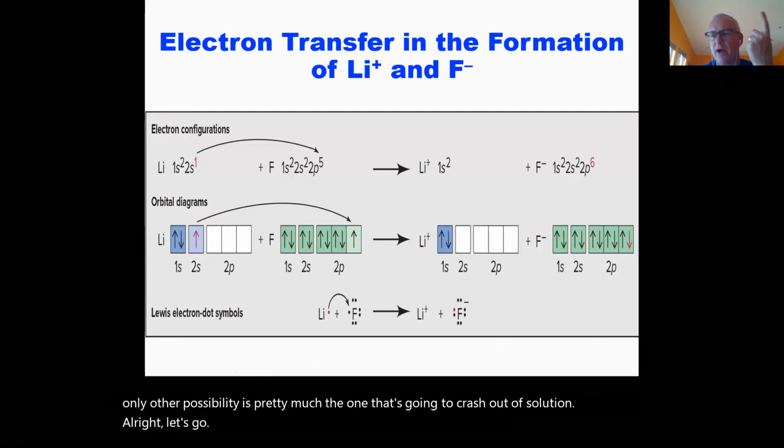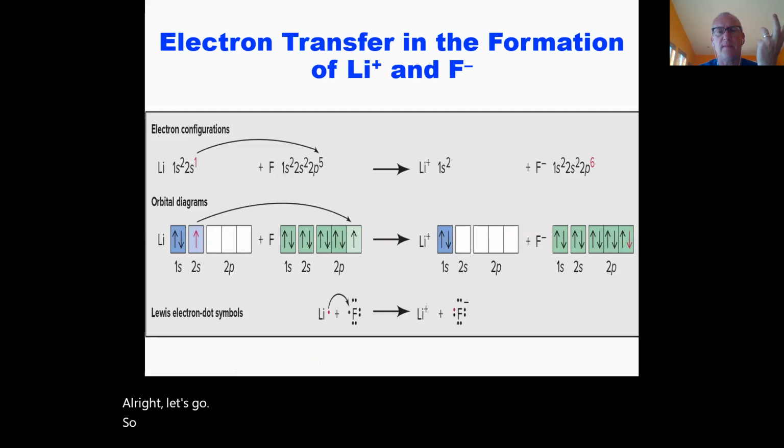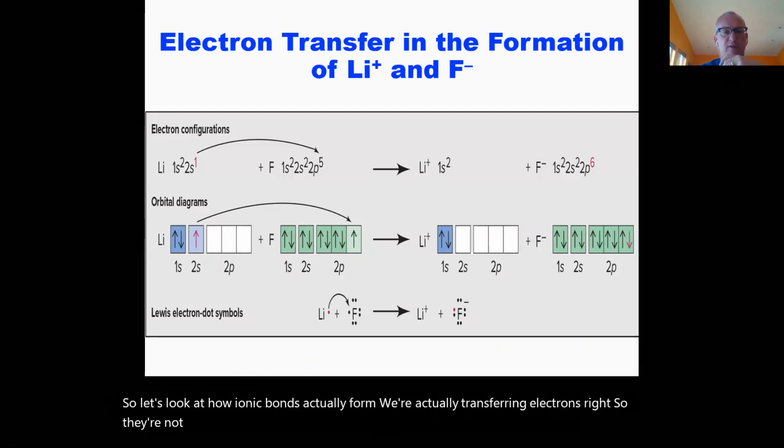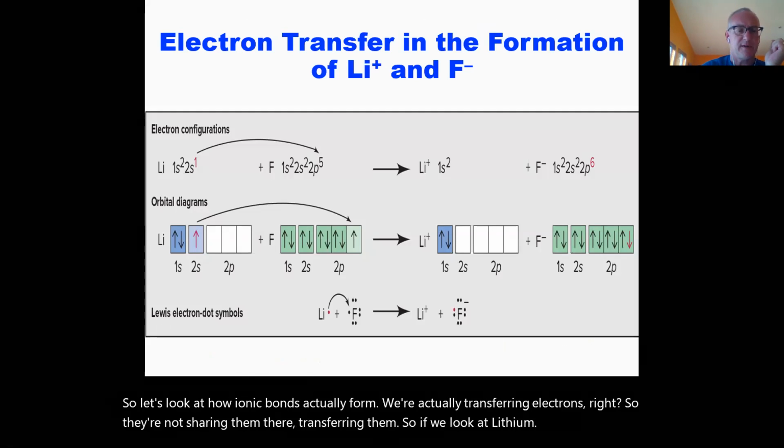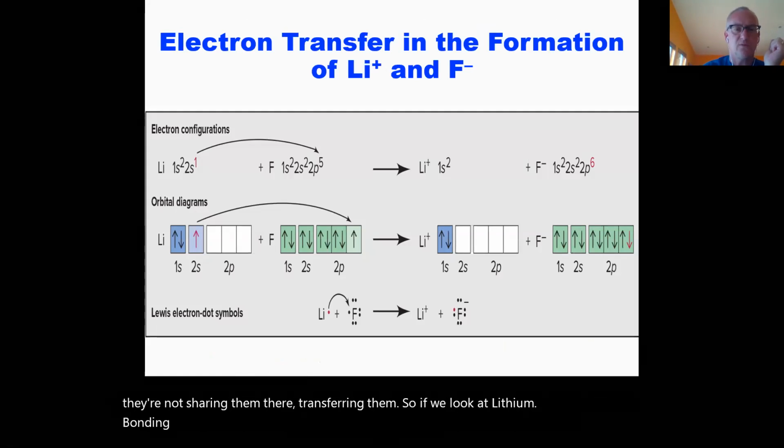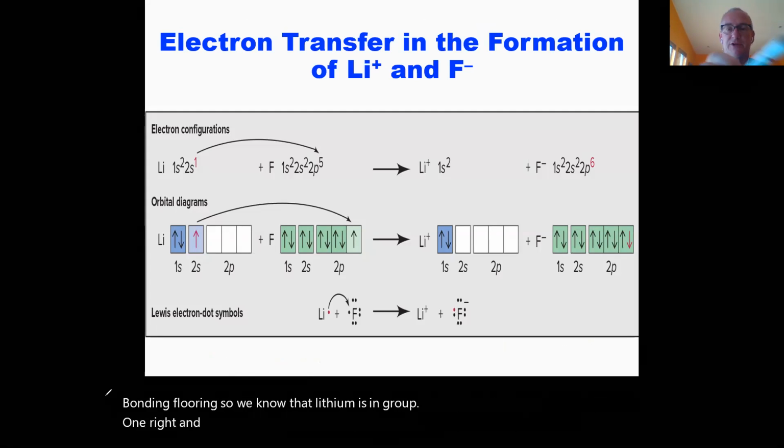let's look at how ionic bonds actually form. We're actually transferring electrons, right? So they're not sharing them, they're transferring them. So if we look at lithium bonding with fluorine, so we know that lithium is in group 1, right? And fluorine's in group 7. So lithium is going to become positively charged, and fluorines are going to become negatively charged.